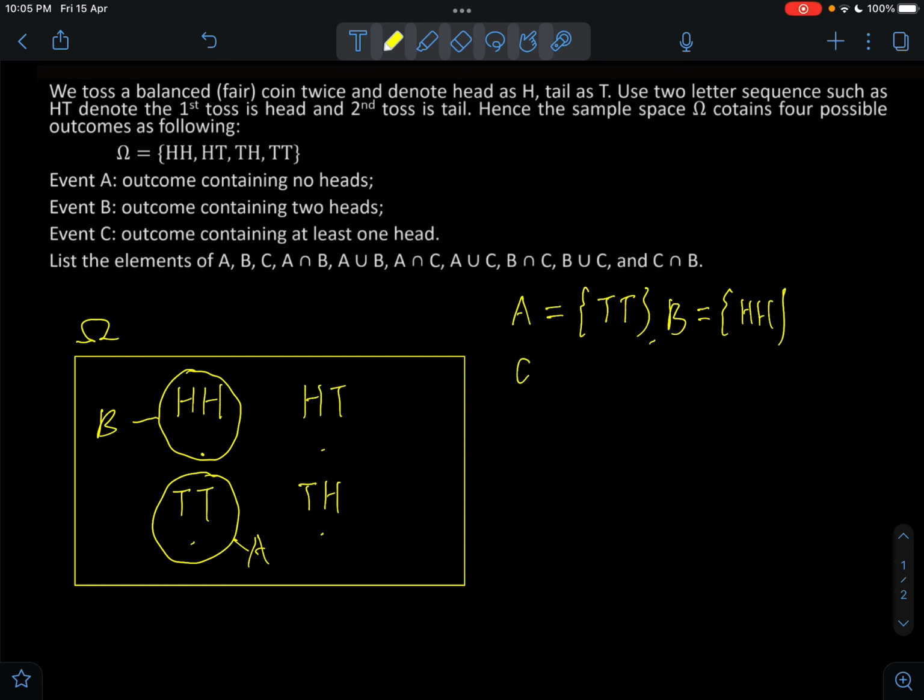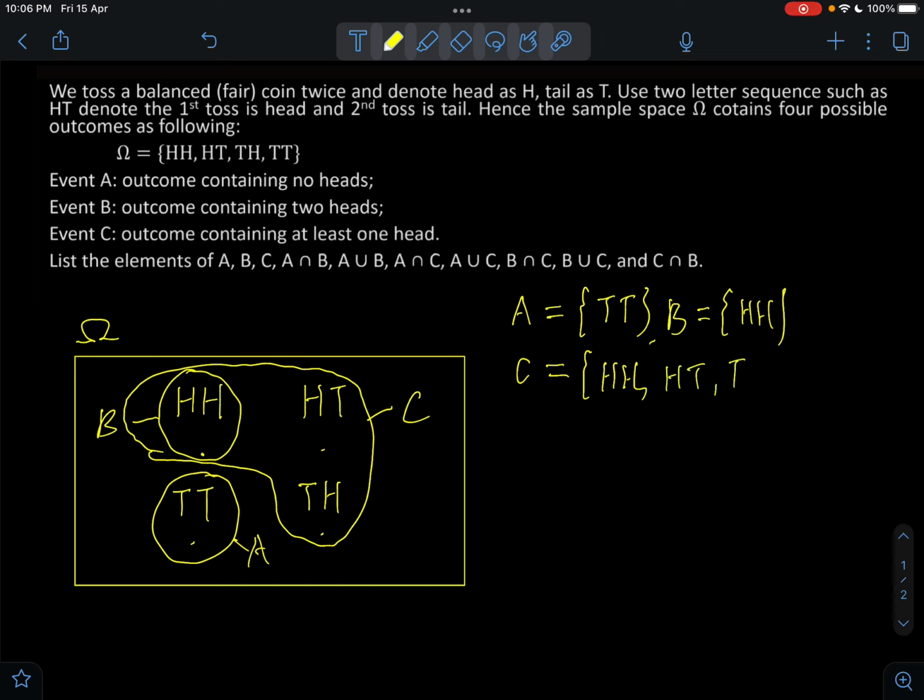Next, we look at event C. Event C is nothing but containing at least one head. For at least one head, we will have three scenarios, which are HH, TH, and HT. So these three outcomes form event C. Let's write down HH, HT, and TH.